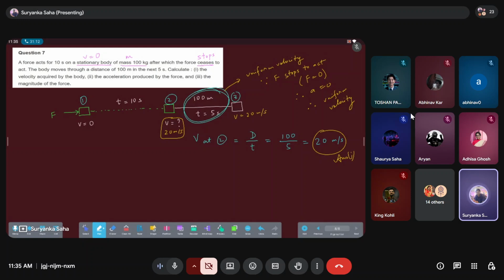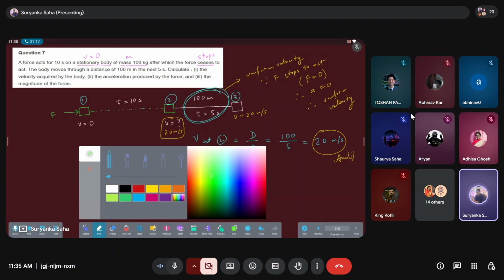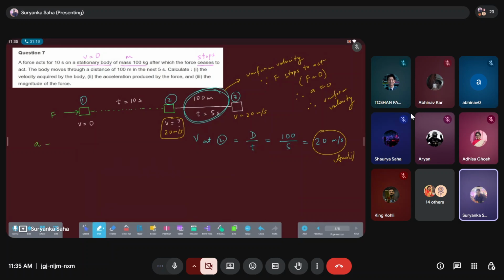Okay, number 2: acceleration produced by the force. Acceleration is change of velocity per unit time. So where is the acceleration happening? From 1 to 2. Here acceleration will happen. This is accelerated motion. This is not uniform motion.